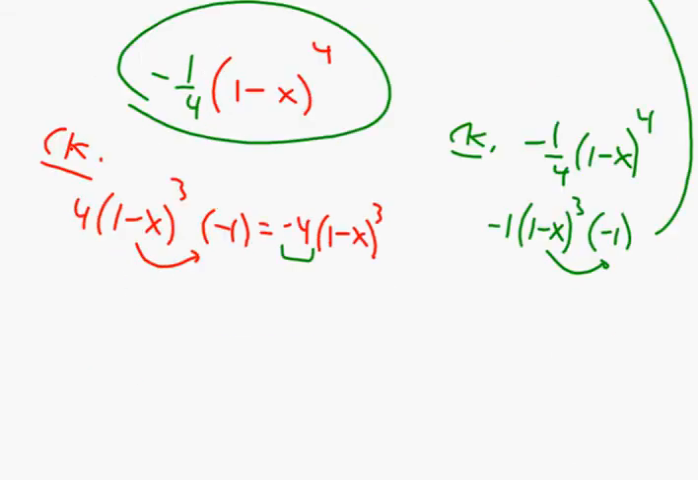So now we know our antiderivative is this expression. So it's going to be negative 1/4 of 1 minus x to the 4th evaluated from 0 to 1.